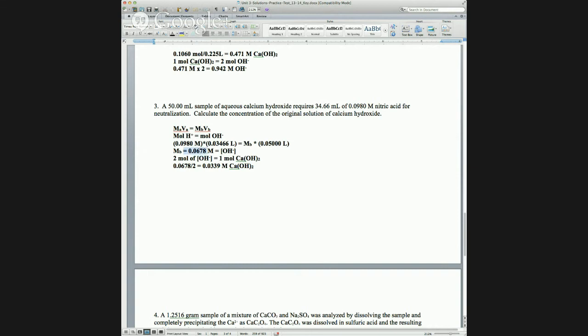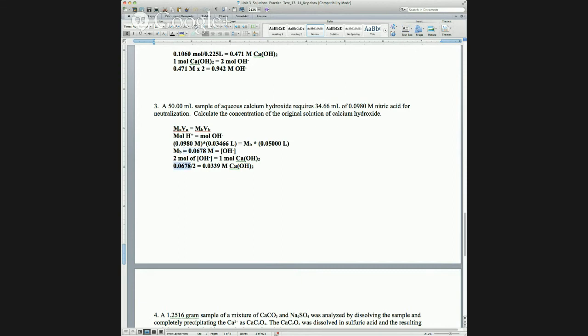You can see it here. So you just solve for the OH minus. Now, calcium hydroxide, calcium is an alkaline earth metal, which means it's a +2. Hydroxide, as you remember from your polyatomic ions, is an OH minus. So it's a 2-to-1 ratio. So it takes 2 moles of OH minus for every 1 mole of calcium hydroxide. So you have to take that number and divide it by 2 in the bridge, and that gives you the 0.0339 molar calcium hydroxide right here.